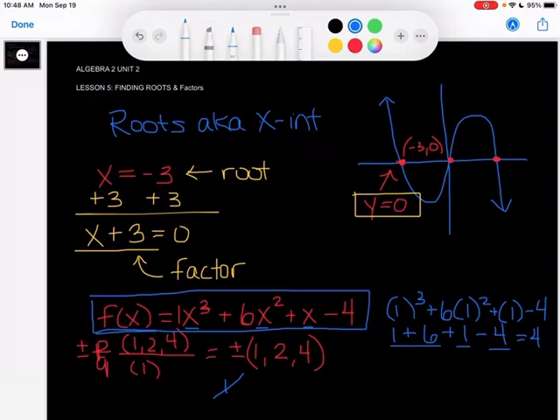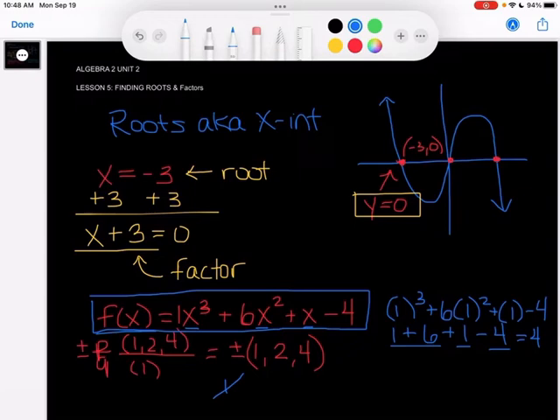Okay, I'm going to go ahead and plug it into my table. So I'm going to type in x cubed plus 6x squared plus x minus 4. And then I'm going to go to my table and I'm going to put it on auto here because I'm only looking at whole numbers. And I'm going to check out -1.